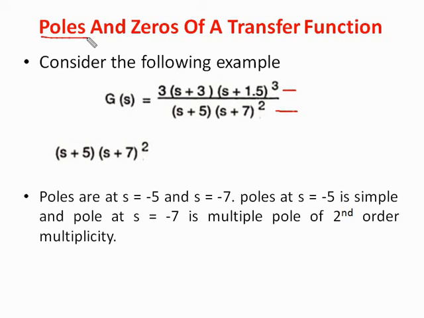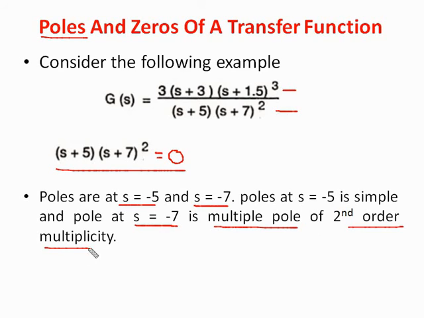So to find the poles of the transfer function, put the value of the denominator equal to 0. By solving this equation, we get s equal to -5 and s equal to -7. But here it is (s+7) squared, so we get s equal to -7 two times. So the pole at s equal to -5 is simple because it is not repeated. But the pole at s equal to -7 occurs 2 times, so it is a multiple pole of second order multiplicity. So s equal to -5 and s equal to -7 are known as the poles of the transfer function.